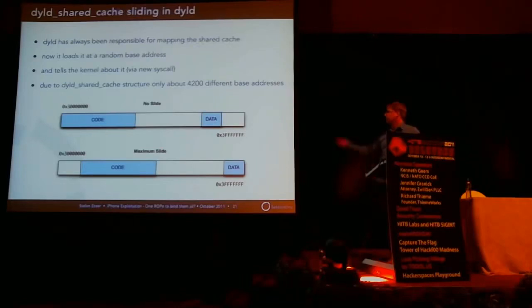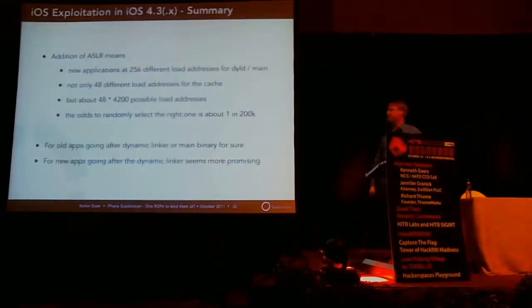Yeah, this is all done by a new syscall. In my last Hack in the Box presentation in Amsterdam, I explained a little bit better how it works, but we don't need it here. But the thing is that there are only about 4,200 different base addresses even for the big cache. So in summary, this means the dynamic linker and main binary are only in like 556 different positions, if they are moved at all.